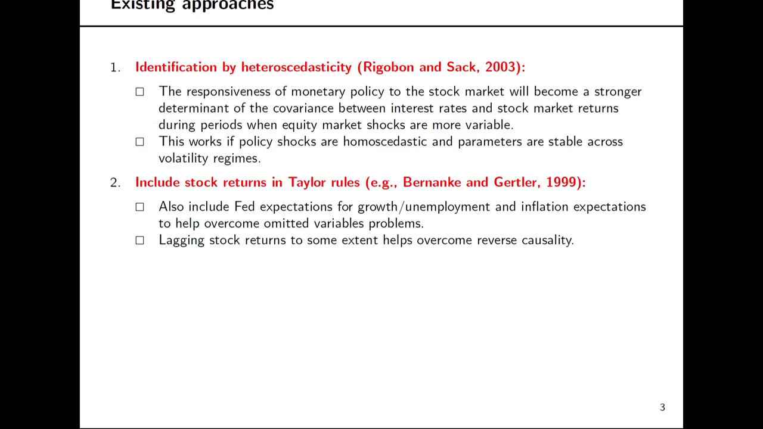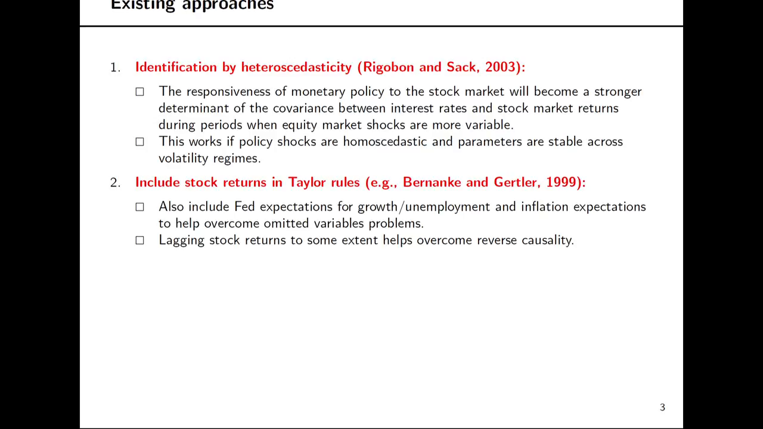Another approach, promoted by Bernanke and Gertler, has been to look into whether the stock market is significant in a Taylor rule above and beyond controls for central bank expectations for growth, unemployment, and inflation. There you have the advantage that you could to some extent overcome the omitted variable problem by including the expectations, the Green Book variables, in the sense that those presumably are sufficient statistics for how the macroeconomy is doing, and so nothing should be significant above and beyond those controls.